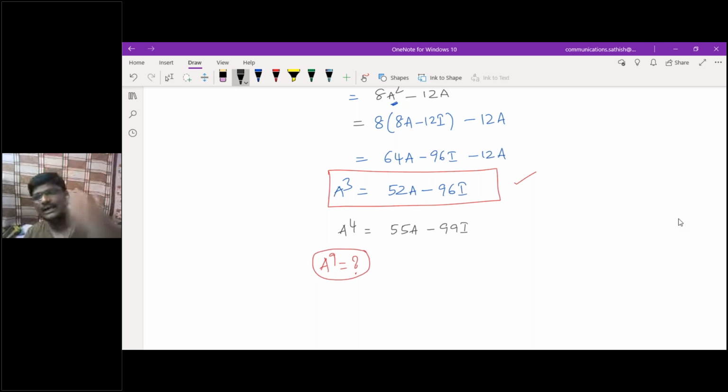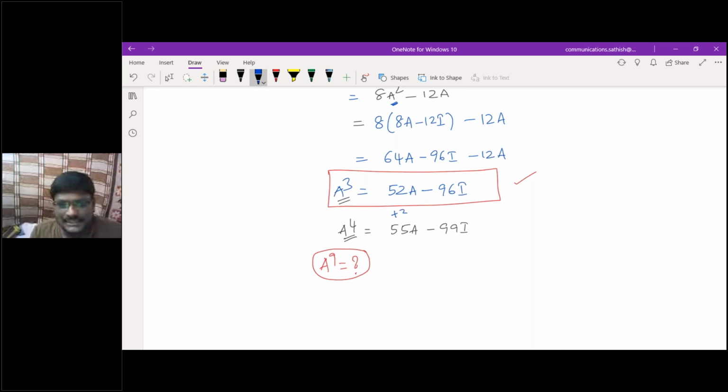The way you are using your common sense is very important for solving a problem in competitive exams. If I got the value of A power 4 as this much, can you give me the difference between A power 3 and A power 4? There is a small relation there. If you find that, then the rest of the criteria is over. What is the difference between your A power 3 and A power 4?